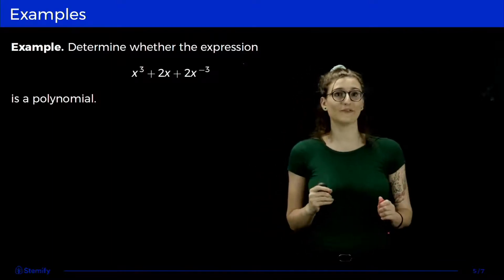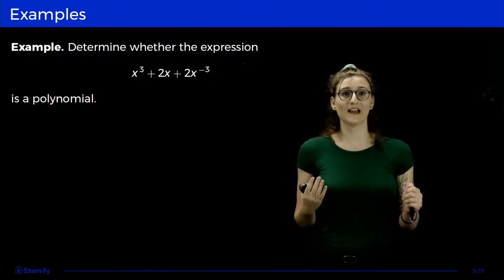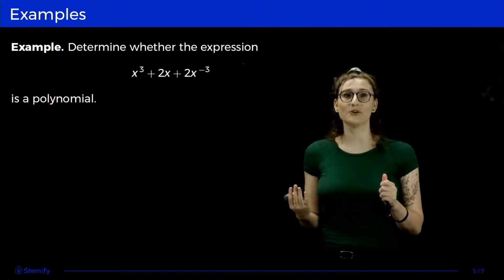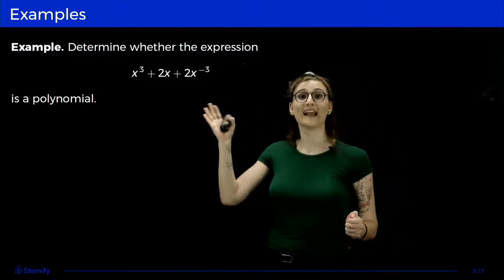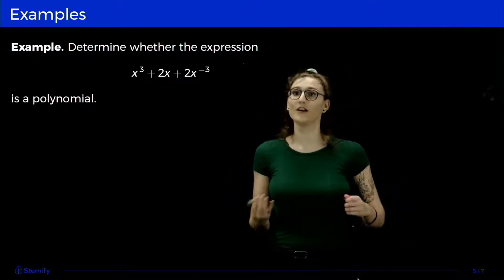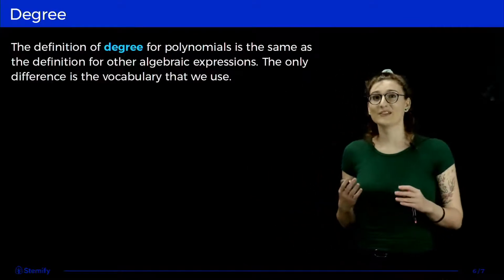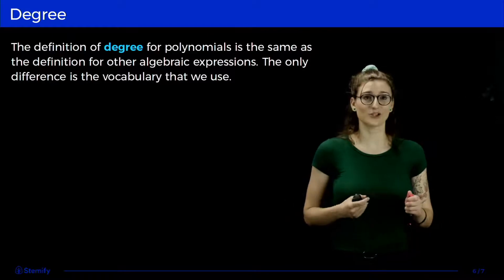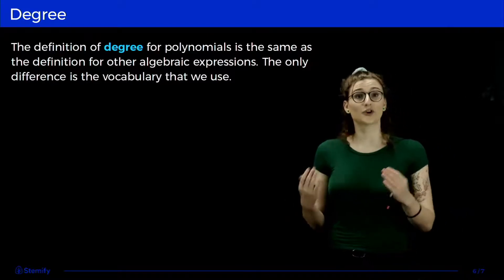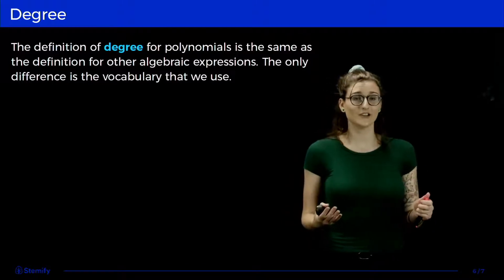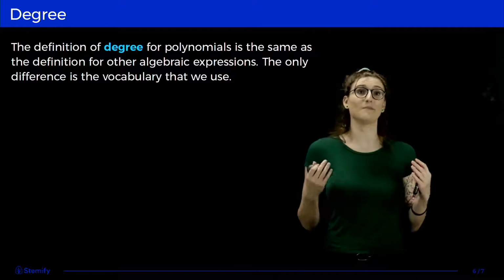Because remember from that definition, we said that a polynomial or a monomial was defined as a term with a variable that has a whole number power. Now here we have a power of negative 3, which is a negative number, not a whole number, so this is not a polynomial. Now let's talk about the degree of a polynomial. So before, we've talked about the degree of terms in an expression. So now we are going to talk about the degree of monomials and polynomials.